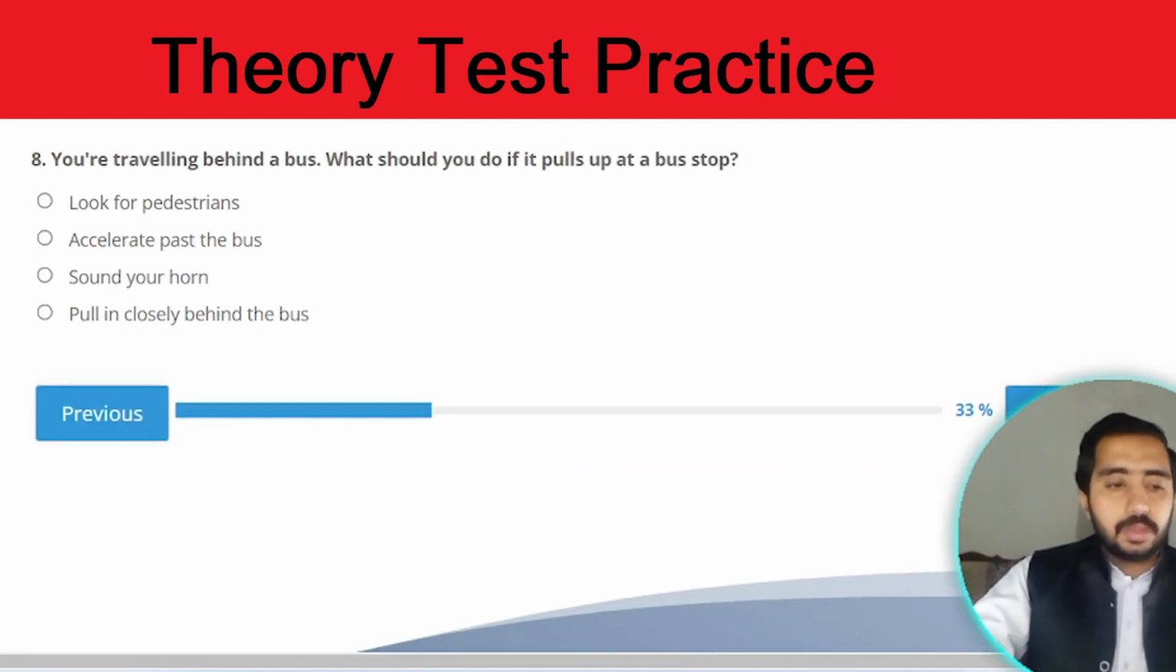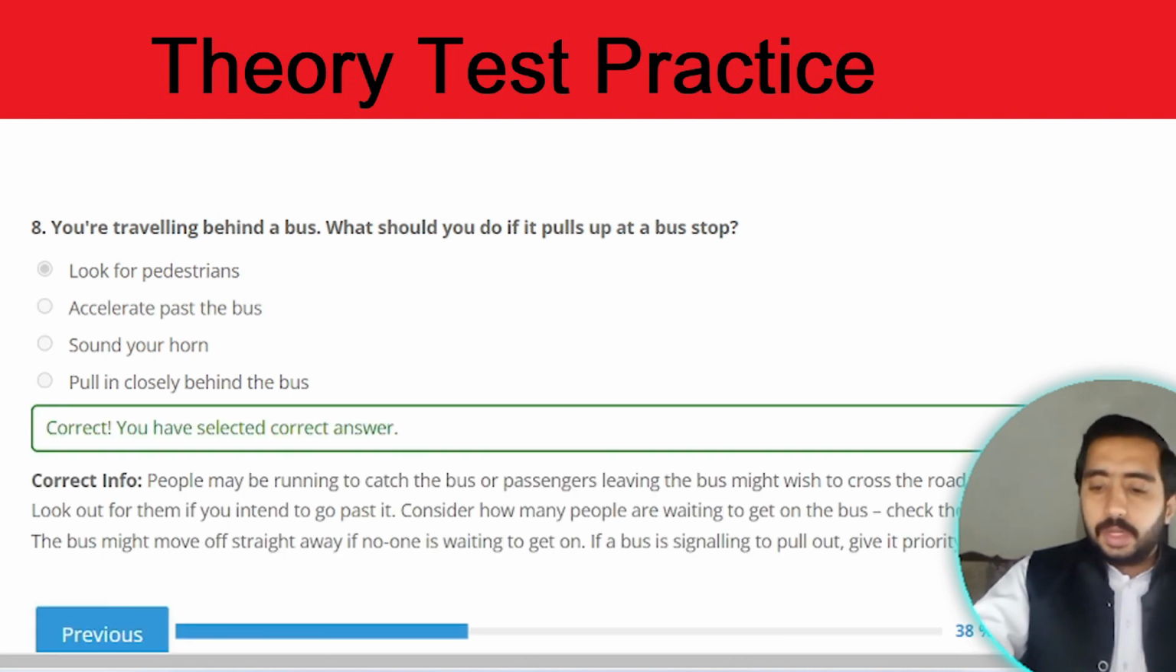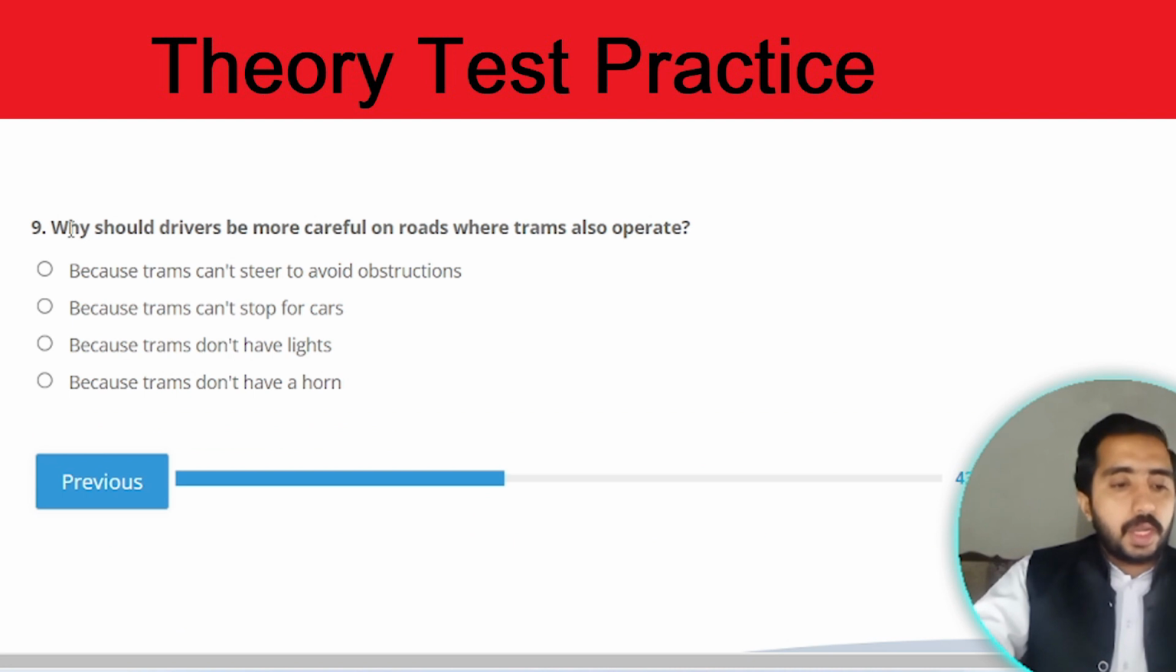Next question, question number 8. You are traveling behind a bus. What should you do if it pulls up at the bus stop? The correct answer is look for pedestrians. Option A is the correct one. Next question, question number 9. Why should drivers be more careful on roads where trams also operate? The correct answer is option A.